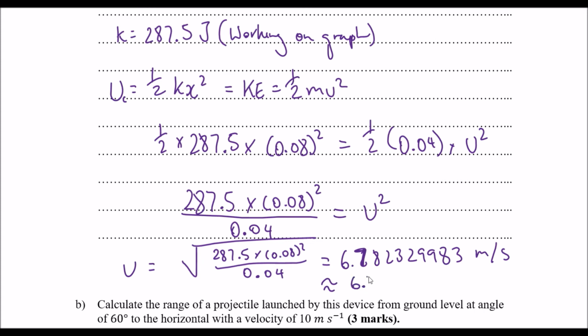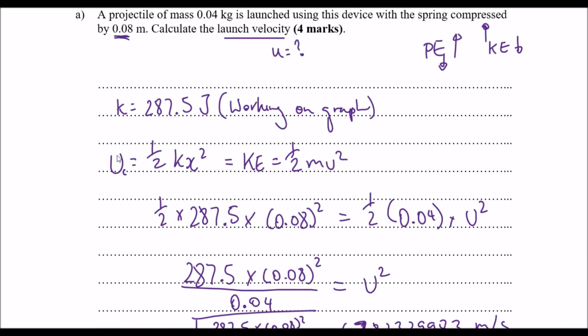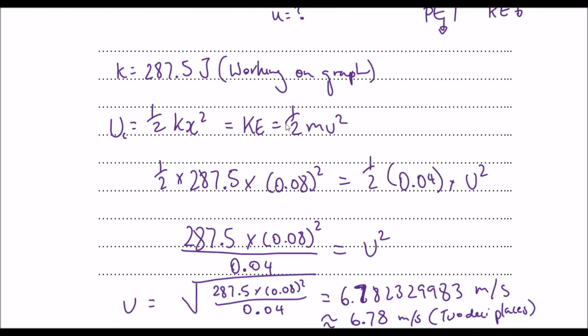So 6.78 meters per second, 2 decimal places. And that's how you solve the first problem, which is working out the launch velocity there. We know this because there is a change between the potential energy to kinetic energy.